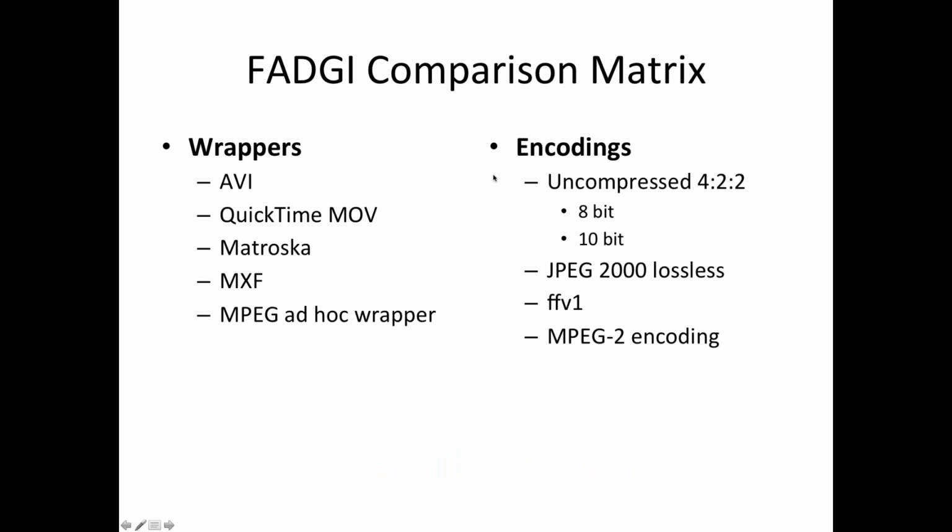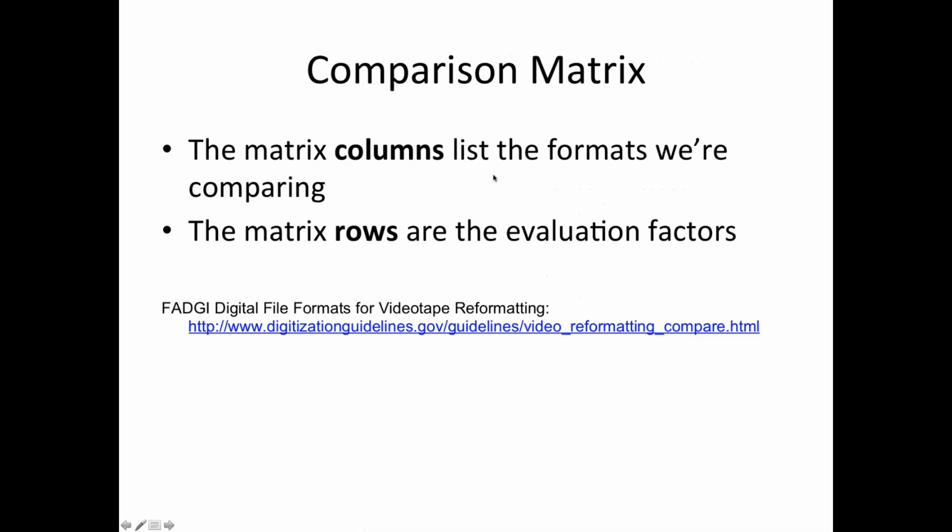The FADGI report includes a matrix to compare commonly used formats and wrappers for reformatted video. We offer comparisons of the wrappers AVI, MOV or QuickTime, Matroska, MXF, and MPEG-2 for the ad hoc wrapper for MPEG-2, and the following encodings, which would be uncompressed, various slices of uncompressed, lossless JPEG 2000, FFV1, and MPEG. And I'll show you the matrix in just a second. The matrix columns list the formats we're looking at, and the rows are the evaluation factors.